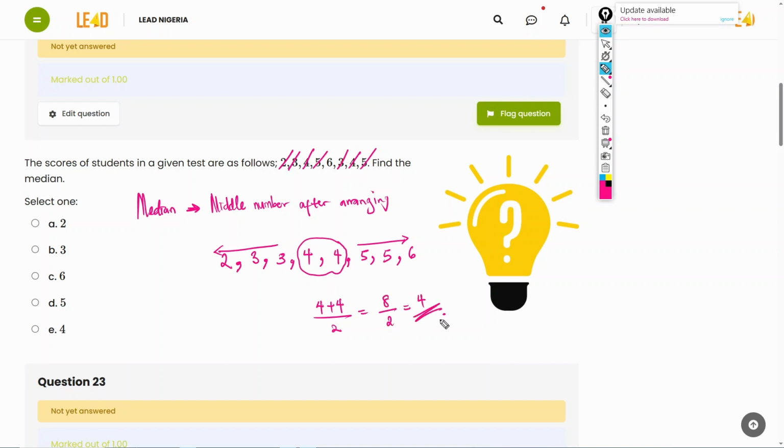So when you have 2 numbers in the middle of your data set, when you're looking for the median, you take the average of the 2 numbers in the middle, you add them and divide by 2. So the median score is 4.